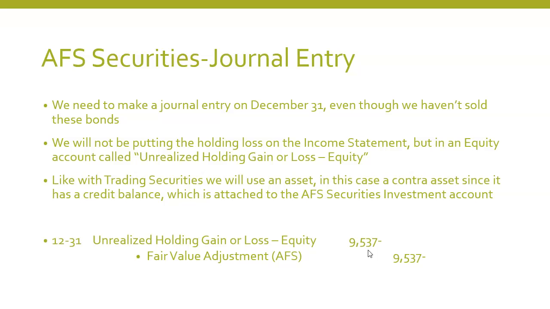If this were an unrealized gain, we would be crediting this unrealized holding gain or loss dash equity. But since it's a loss, we're debiting it. And we're crediting the fair value adjustment. This is an attachment to the available for sale securities. And we're crediting that because we need to subtract it because it's a loss. So this journal entry, if we had a gain, would be just the opposite. We would be debiting fair value adjustment and crediting unrealized holding gain or loss.